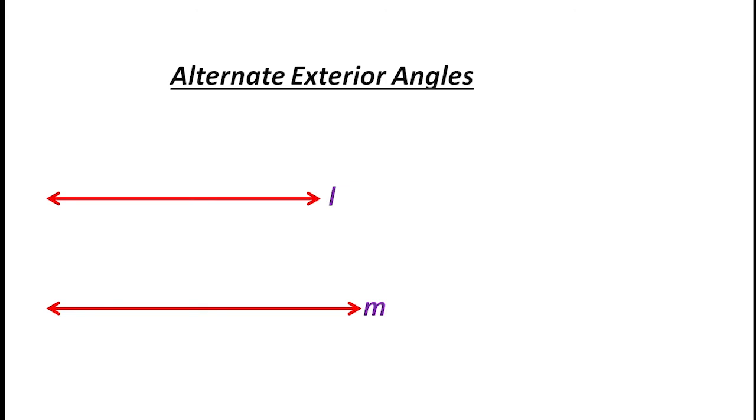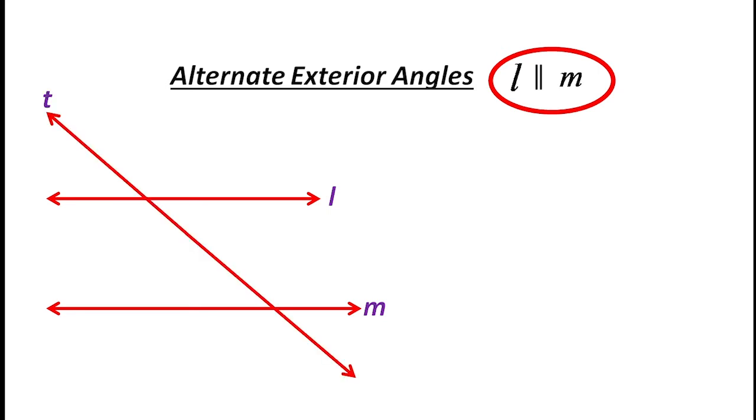From the word itself you can understand the angles are the exterior angles. Angles are outside the parallel lines. Here L and M are parallel and T is the transversal. See, one pair I have marked, angle 1 and angle 7. Angle 1 is on the right side of the transversal and angle 7 is on the left side of the transversal, and both are outside the parallel lines. Their measures will be equal because L and M are parallel.